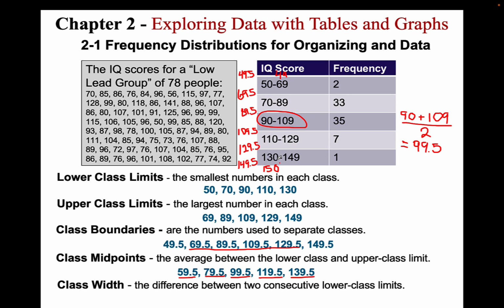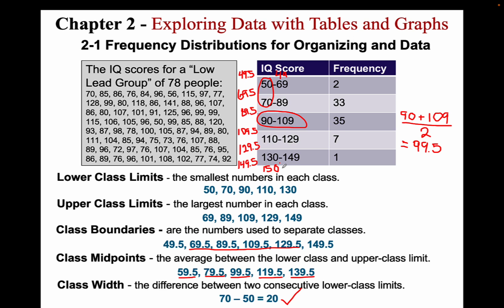That means 2 lower class limits in a row. So I'll just pick these 2, 50 and 70. Those are consecutive because they're right in a row, and they're both lower class limits. Well, the difference between 50 and 70 is 70 minus 50, which equals 20. So all 5 of our classes need to have the same width. They all need to be 20.